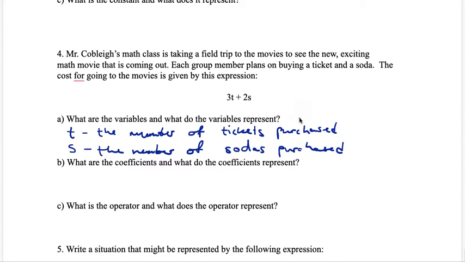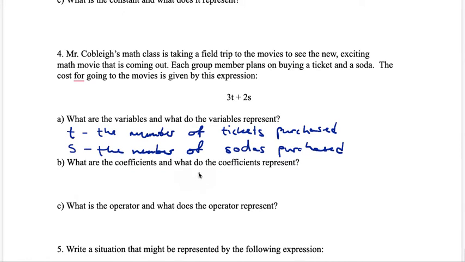Right? Recognize here that each member plans on buying a ticket and a soda, so I presume that this is going to be uniform across the board, and presumably instead of using tickets and sodas you could just say people. But I guess this allows for somebody who chooses to not buy a soda. It also allows for somebody who chooses to not buy a ticket, but that, of course, would mean that that person is not allowed to go into the movie. But, well, okay, there we go.